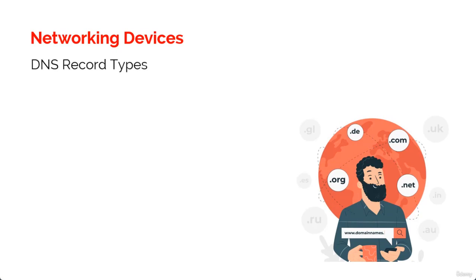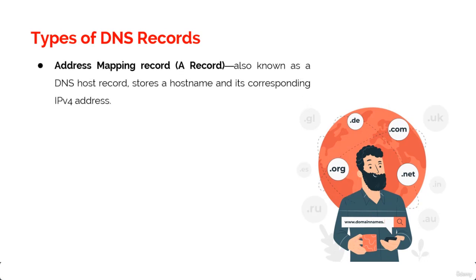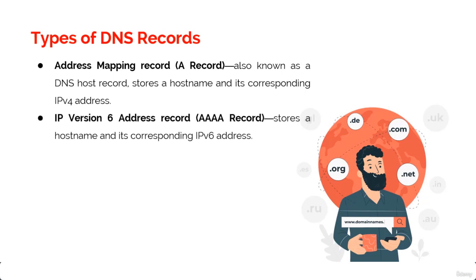Now, in this lecture, we are going to talk about the DNS record types. Address mapping record, the host, is called an A record, and what it gives you is the IP address of a domain or a host. In IP version 6, it is called a quad A, or 4A record. Now, these records resolve the host names to IP addresses.